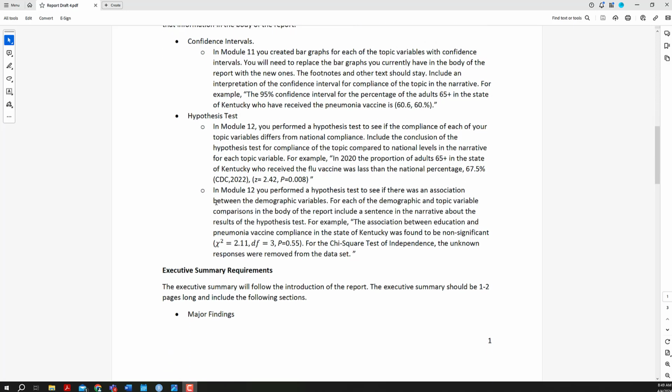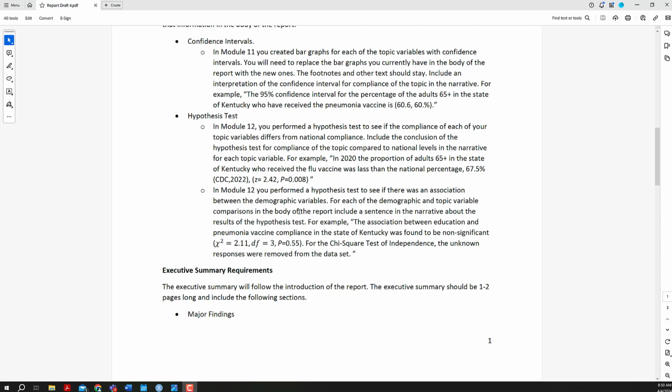You also performed chi-square test for association. And again, we saw how to do that in the videos. And so you'll want to include these now for each of those comparisons that you have in your report. And I have an example of what that would look like for the Kentucky data set. So again, you'll be able to take the language directly from here, but change it for your state and your particular variables, and then of course your values. And so again, you'll include this language for each of the comparisons.